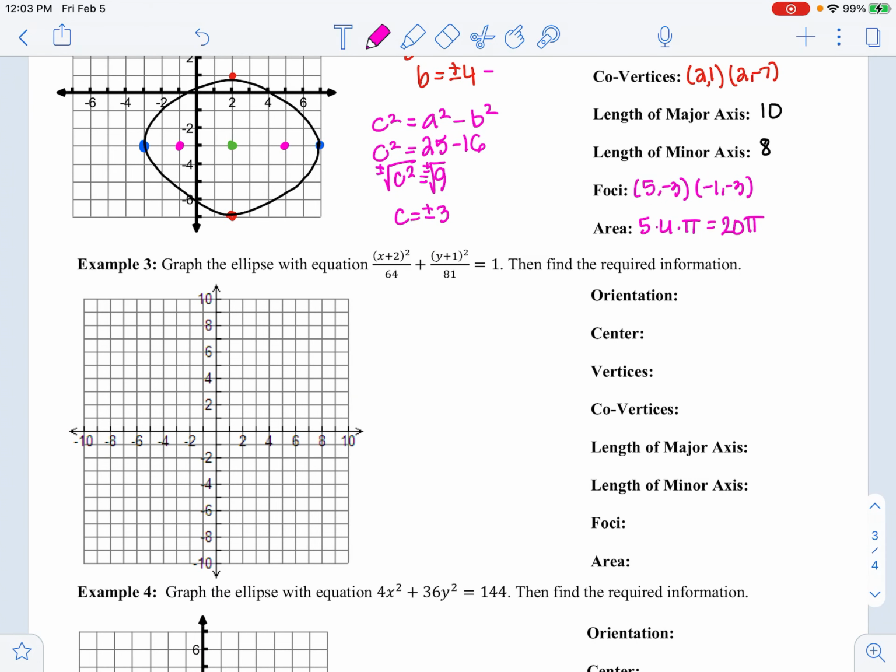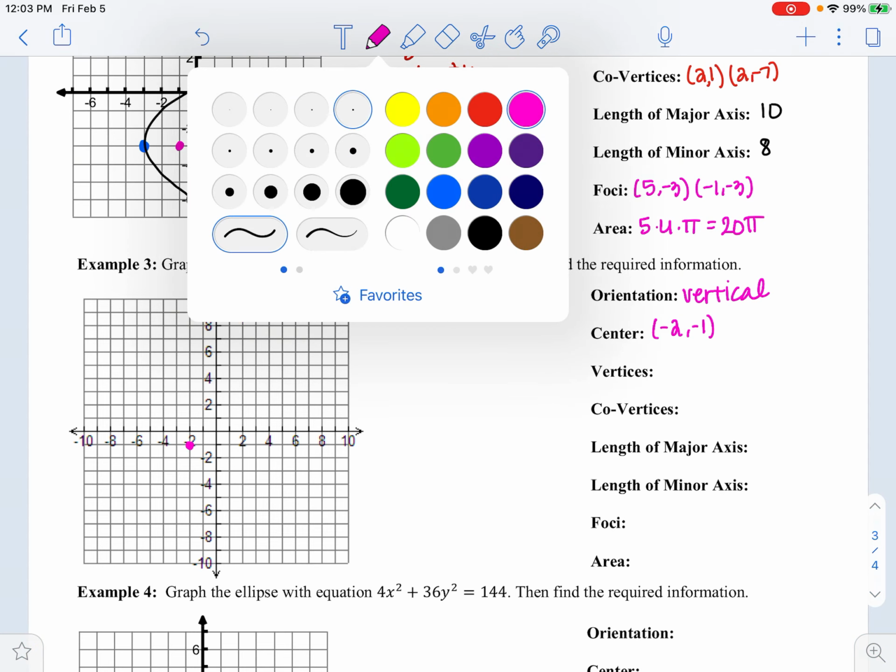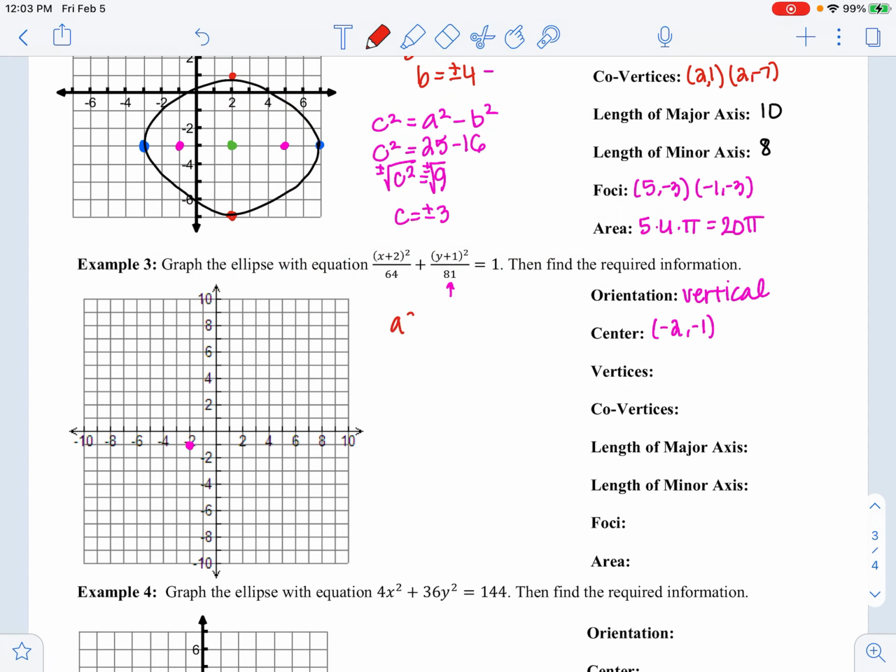All right, next one. I need to know if it is vertical or horizontal. So I look at the denominators. This one's bigger, so it is vertical. Center, negative 2, negative 1. All right, so now I need my vertices. My vertices are a units from my center, where a squared is 81. So a is plus or minus 9. Since it's vertical, I'm going to go up 9 and then down 9. Write down my 2 points: negative 2, 8, and negative 2, negative 10.